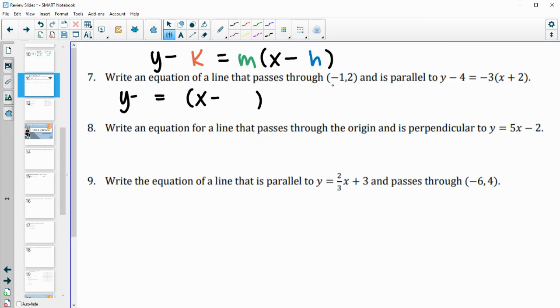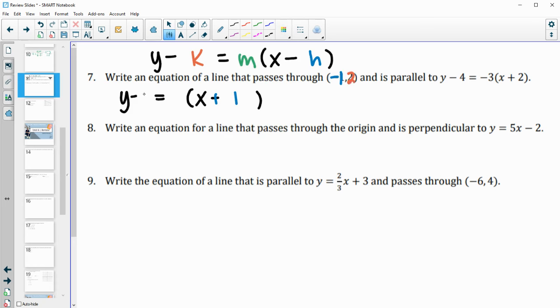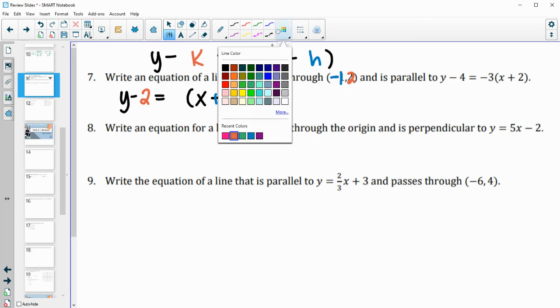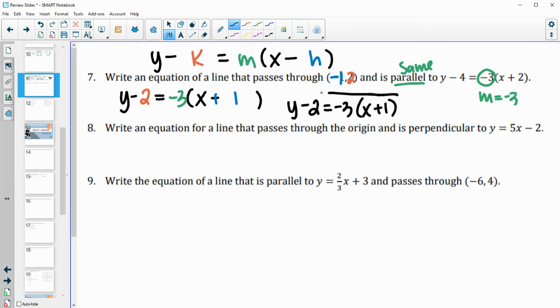So write the equation of a line that passes through this point. So our x coordinate is -1, so that's going to plug in here and be x plus 1. Our y coordinate is 2, so we're going to do y minus 2. And then the slope is parallel to this one. So we want the same slope. So this one's slope is -3. So we want to plug in -3. So then this would be the equation of our line. If I just write that not in color, it'd be y minus 2 equals -3 times x plus 1.